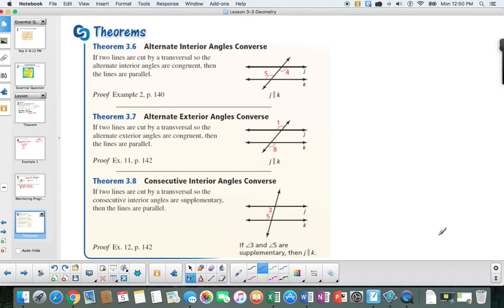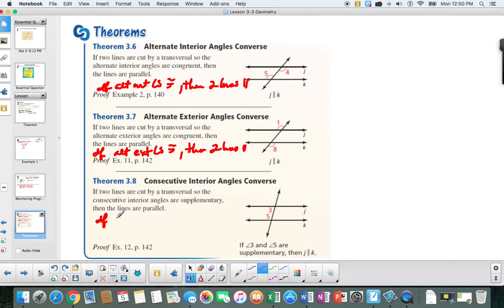Now here are the other three theorems that will prove lines are parallel. We're going to use shorthand notation on these. If alternate interior angles are congruent, then the two lines are parallel. This one is if alternate exterior angles are congruent, then the two lines are parallel. And if consecutive interior angles are supplementary, then the two lines are parallel.